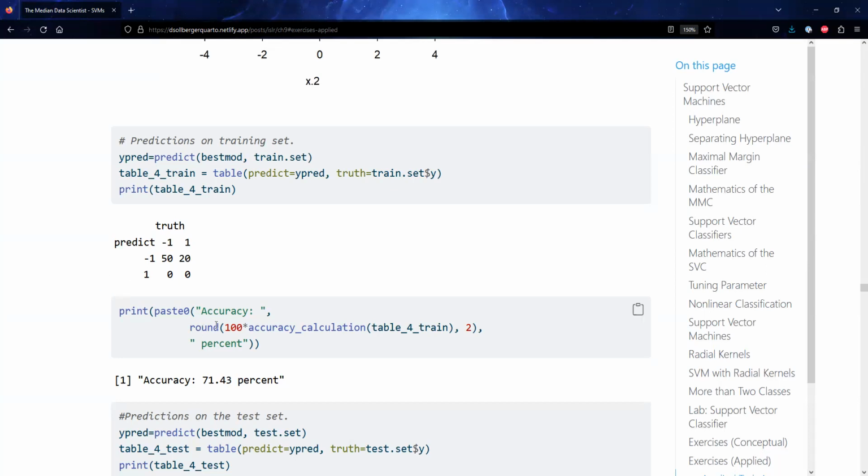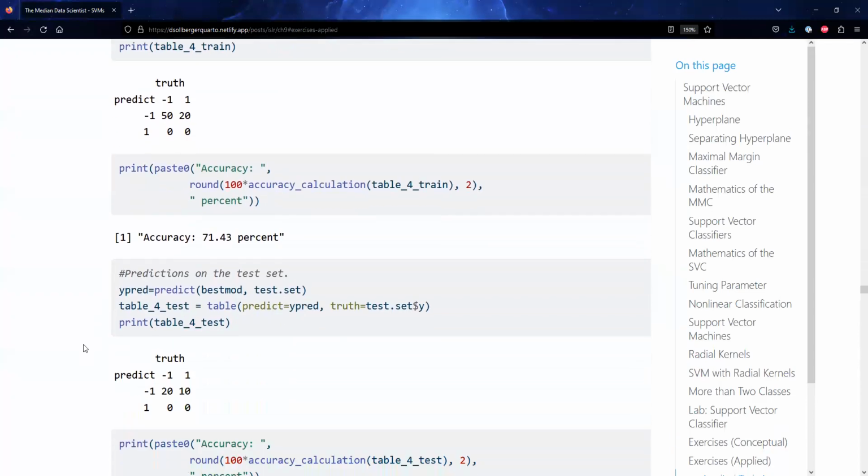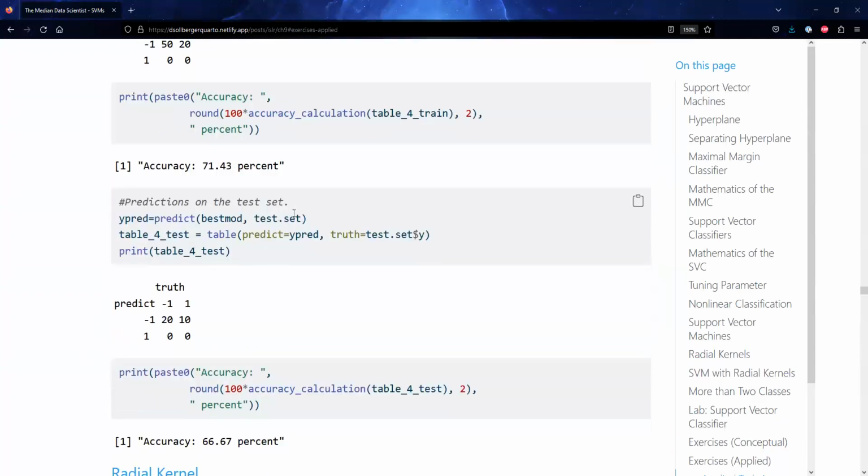It finally occurred to me to write a function to calculate the accuracy rather than having to hand code that. And in this first example on the training set, we're getting an accuracy of about 71%. And it probably comes as no surprise that once we move on to the test set, the accuracy might be lower. Accuracy here about 67%.